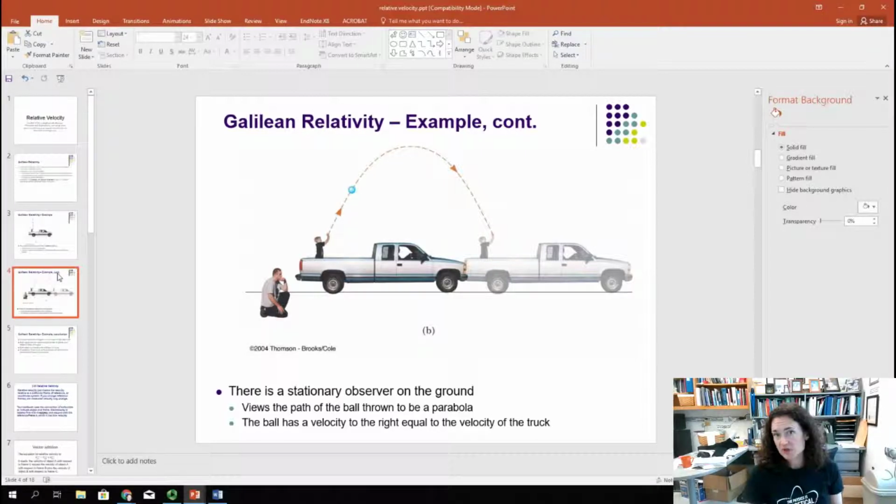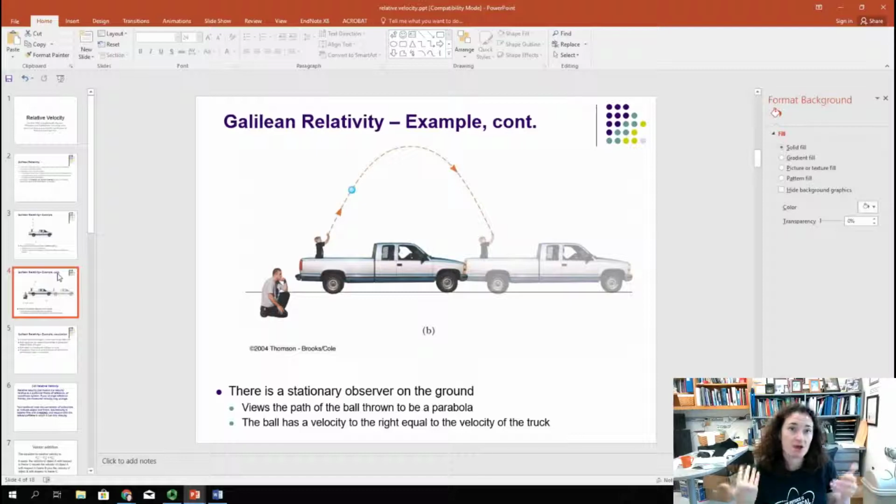But according to the person on the side of the road, it's also moving at a constant velocity in the x direction, assuming that the truck is moving at a constant velocity in the x direction, of course. You don't want an accelerating truck because, like I said, that's a poor choice of a reference frame. So we're assuming that the truck is traveling on a straight road at a constant speed. Okay? Now, from this observer on the side of the road, the path of the ball would be parabolic, as it would be described by the kinematics equations in two dimensions.